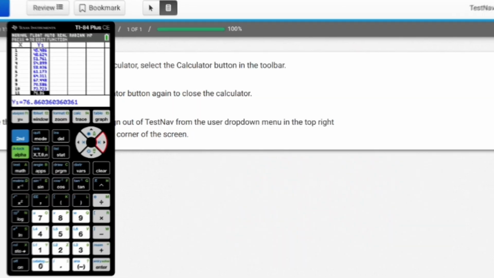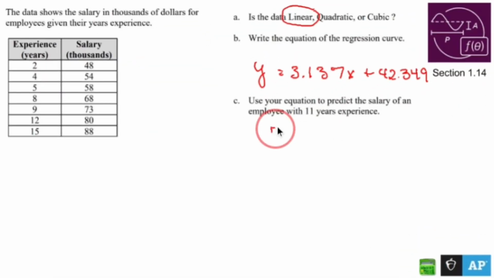Easy peasy. Now at 11, my calculator gave me something like 76 point something, but this has to do with 76,000 and something. So the number in my calculator was 76.86036. That translates to $76,860.36. Baby, that is a nice bit of coin.